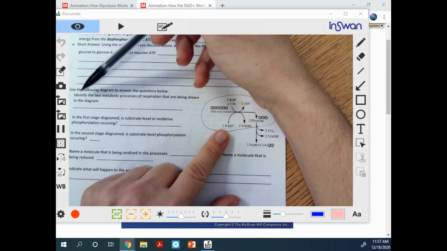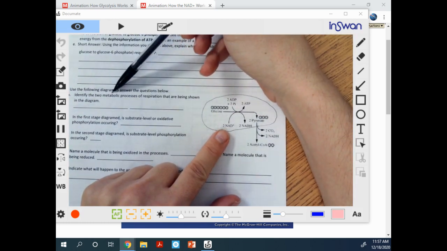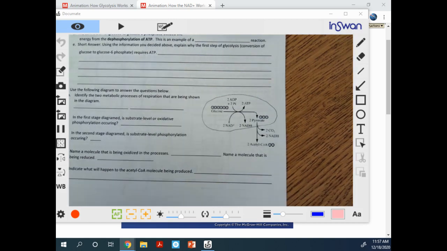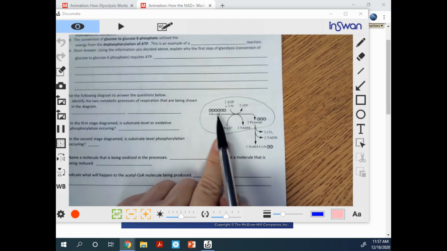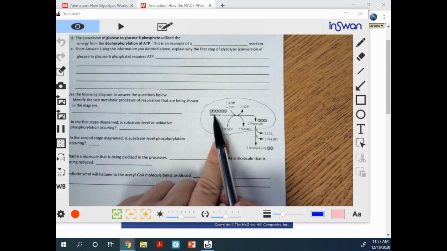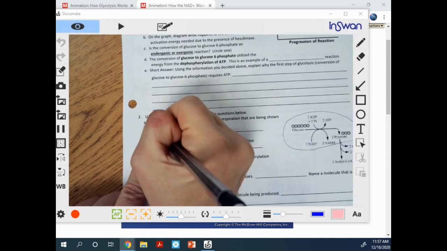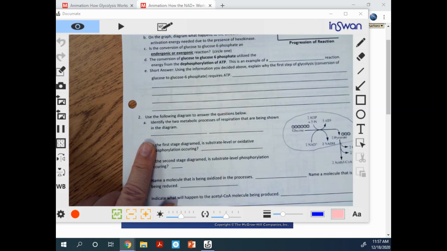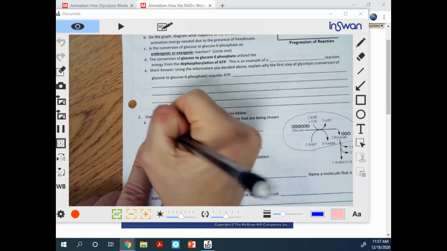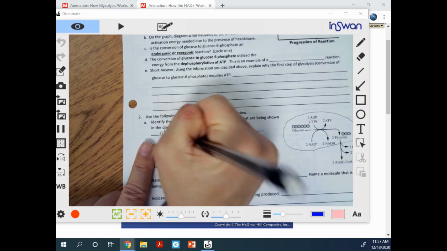So number 2 says, identify the 2 metabolic processes. Metabolic means that we're breaking down molecules or we're building molecules. That's metabolism, okay? And how fast you do that is your metabolic rate. You see how we start with glucose? We end up with 2 molecules of pyruvate. What's that process called? What's the first step, the first process? Prep reaction? That's the second one. Glycolysis. There you go.